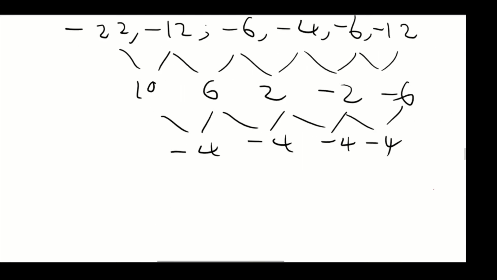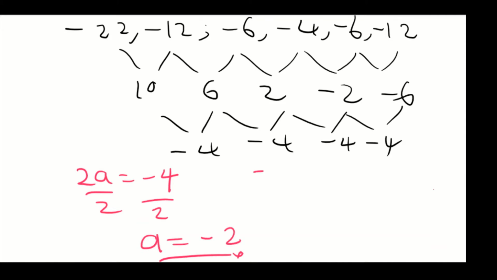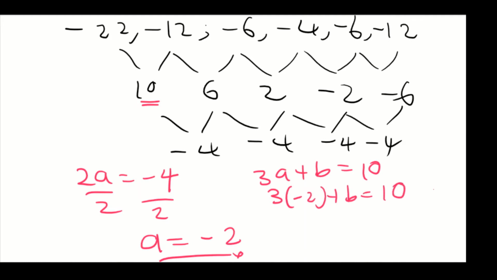So to find the nth term, we say 2a is equal to the second difference, which is minus 4, divided by 2 both sides, and then a is equal to minus 2. Then 3a plus b is equal to the first term of the first difference, which is 10. Our a is equal to minus 2, so 3 into minus 2 plus b is equal to 10. Then we transpose this portion, which gives us minus 6 plus b is equal to 10.